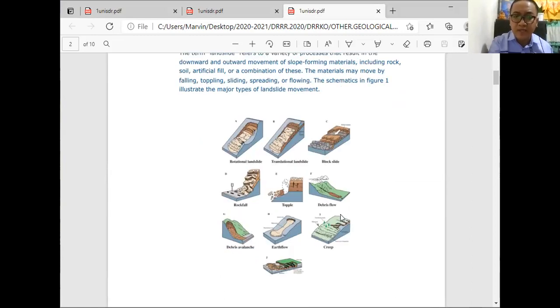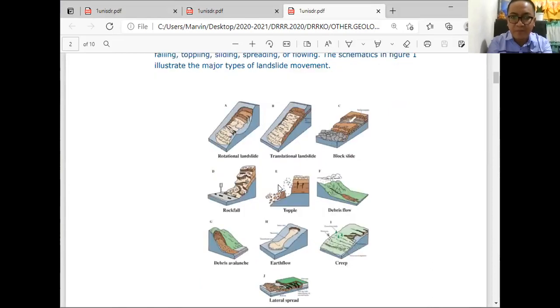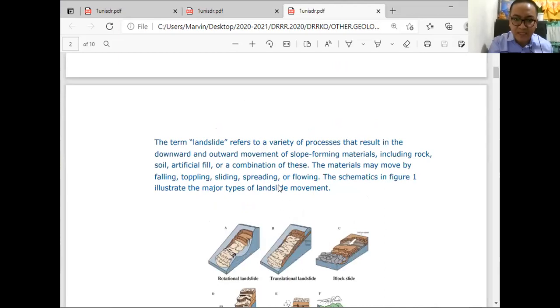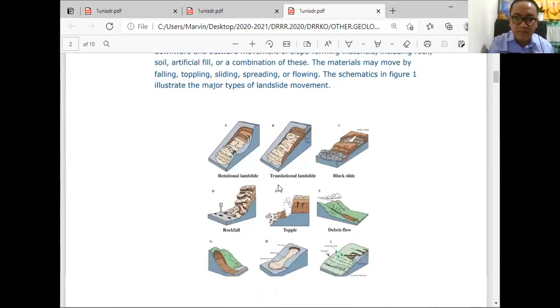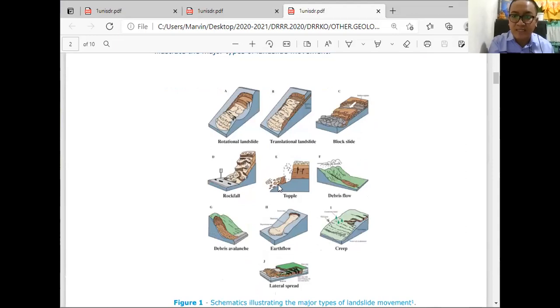So makikita po natin on the illustration, on the figure, meron po tayong iba-ibang mga type of landslide. No? Meron po tayong makikita po dyan na yung una sa letter A up to letter J: we have rotational landslide, the translational landslide, the block slide, the rock fall, topple, debris flow, debris avalanche, earth flow, the creep, and the lateral spread.